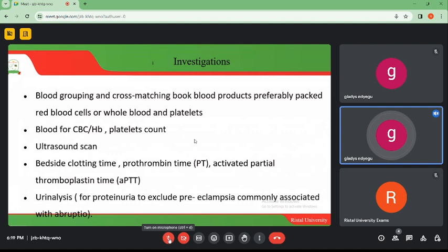Then urinalysis for proteinuria to exclude preeclampsia, commonly associated with abruptio. Preeclampsia and eclampsia always cause abruptio. So when you do urinalysis, it will tell us the amount of protein. When you get 2 plus and above, and the mother has other signs of preeclampsia, then you know this is the cause of the abruptio, and you are able to intervene in the management.